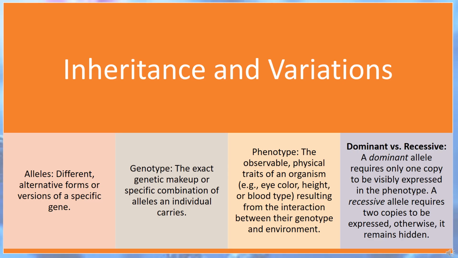their genotype and environment. Dominant versus recessive. A dominant allele requires only one copy to be visibly expressed in the phenotype. A recessive allele requires 2 copies to be expressed, otherwise, it remains hidden.